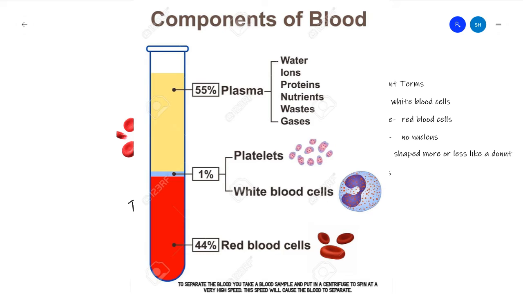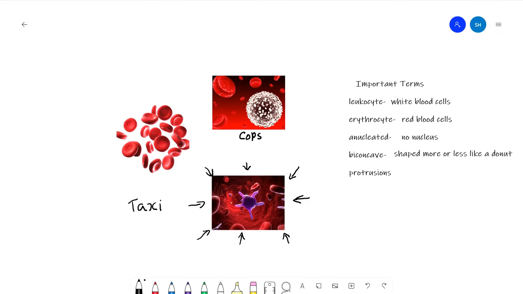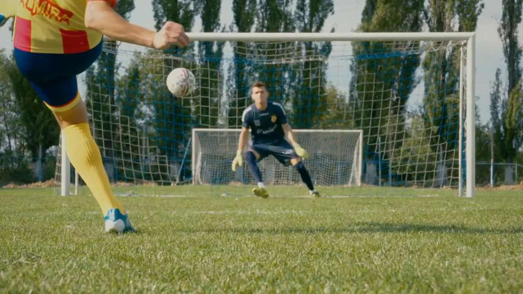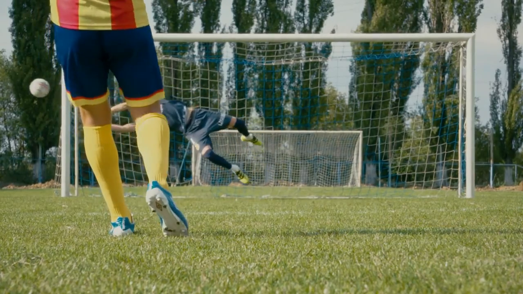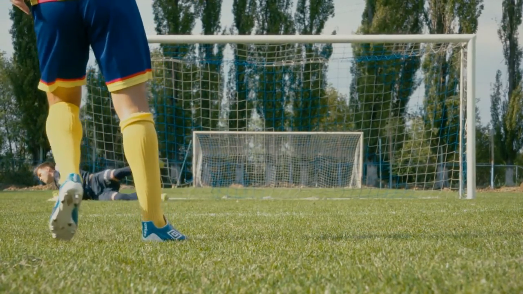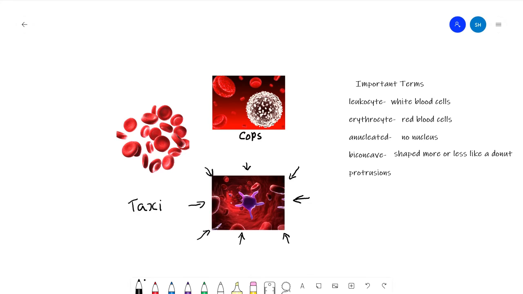Platelets and white blood cells, like I said, make up only 1% of the blood, but they're still very important. Platelets come into action when you're injured. Imagine this. You're playing soccer with your friends, and God forbid, you fall down and you hit your leg on a sharp stone, and it pierces through your skin. It doesn't make that big of a tear, but it still causes the blood to bleed.